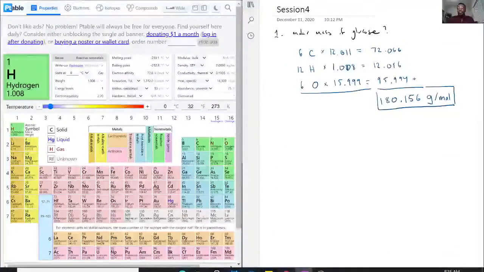It would not be the molar mass without the units, because this is what we would be using if they said find, for example, the moles of glucose based on this mass. You would need the molar mass to be able to convert from moles to grams, or grams to moles and vice versa.